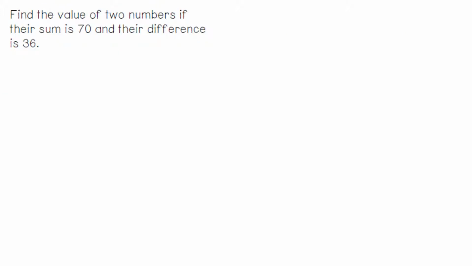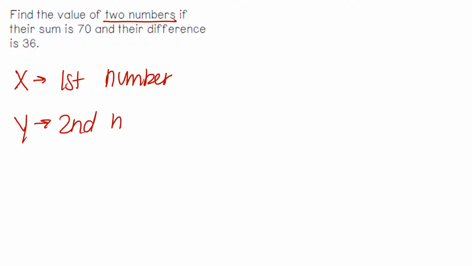Find the value of two numbers if their sum is 70 and their difference is 36. So again, X is going to be the first number because we're talking about two numbers. So X is the first number, Y is the second number.